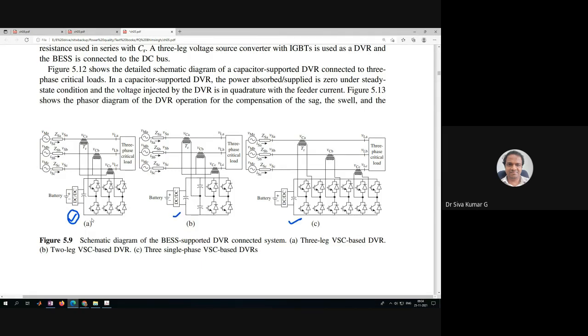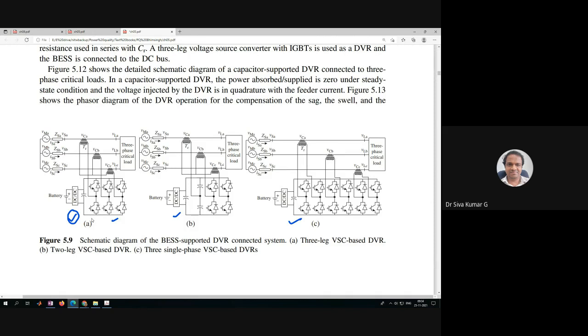Okay, topology-wise, they talk about the three-phase VSC-based and the two-leg VSC-based, but these topologies are not applicable. It's not a correct solution for a three-phase four-wire system. If you have a three-phase four-wire system, then it is a difficulty.